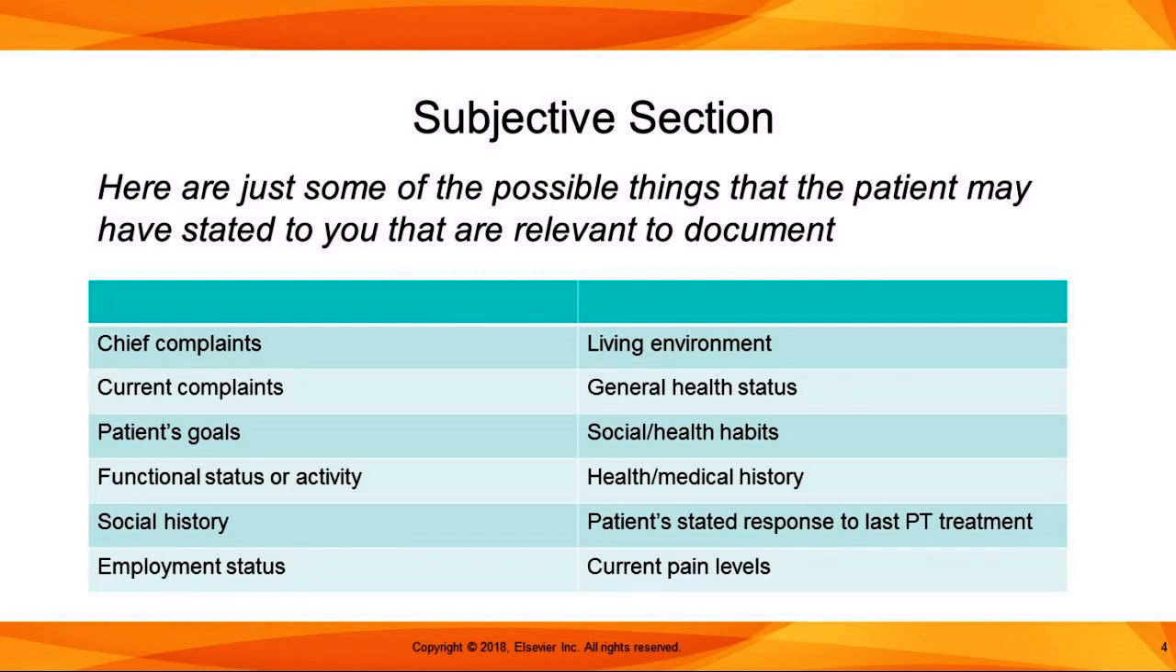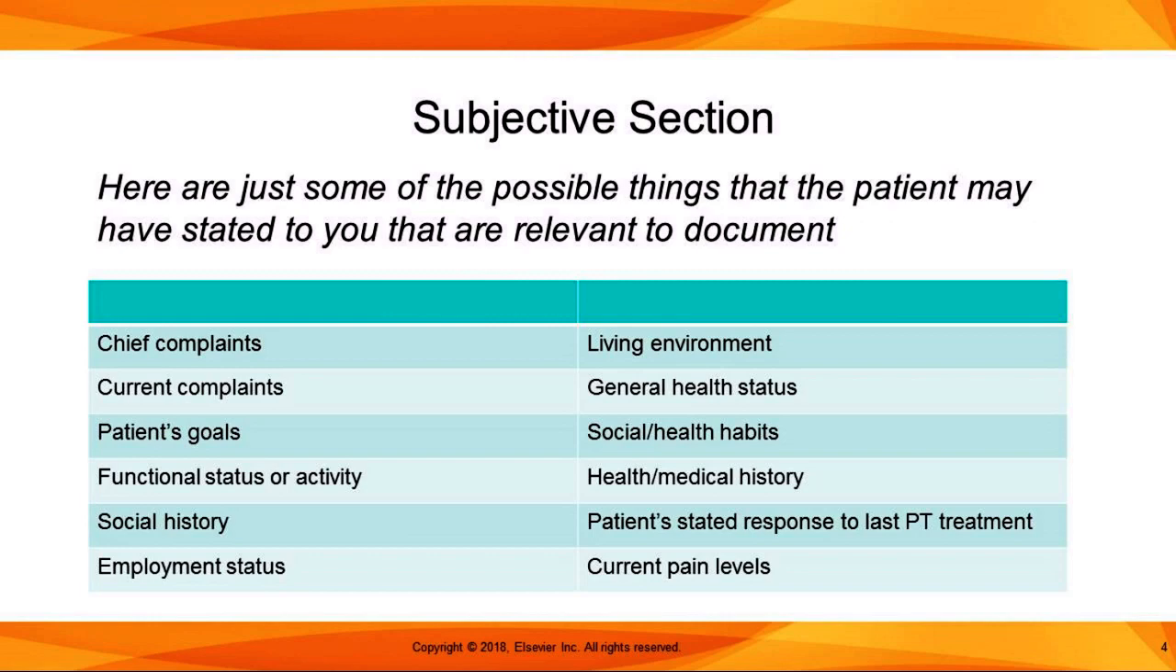Their living environment. Do they live in assisted living? Do they live in an apartment? Do they live in a house with a gigantic yard? Do they have a lot of stairs? That sort of thing. Their general health status. If they mention other health issues that may affect the thing you're treating. Social and health habits. Are they getting good sleep? Do they eat well? That sort of thing. They might mention those things. You're not going to put all these things in the subjective section, of course, but these are just some examples of things that might be relevant to document.